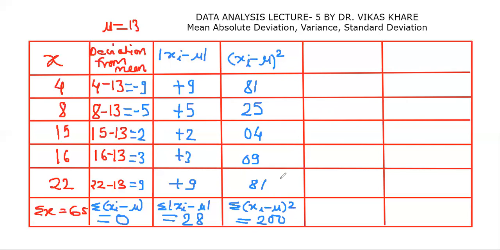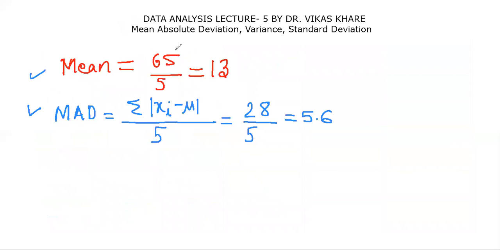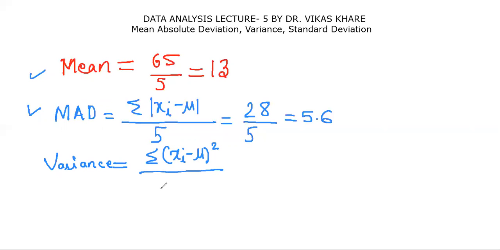So now we find out the value of variance. The formula of variance is given by sigma xi minus mu whole square divided by total number of counts. The total number of data is equal to 5. So sigma xi minus mu whole square is equal to 200, divided by 5. So the value of variance is equal to 40.